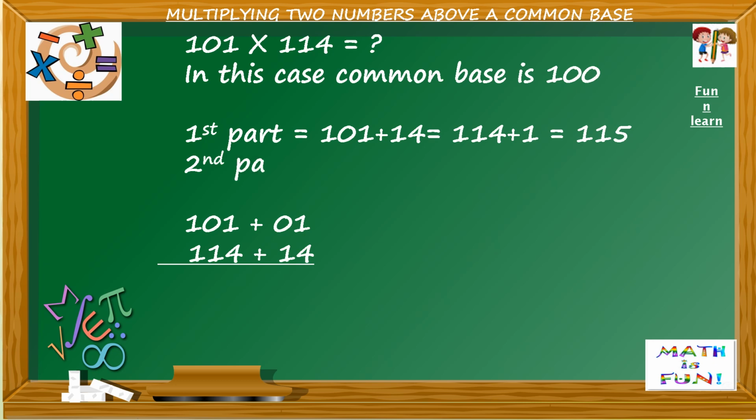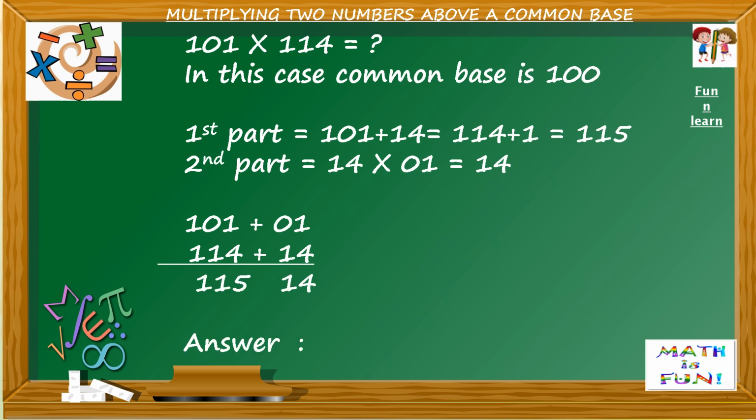And second part will be multiplication of the surpluses. Answer for 101 into 114 will be equal to 11514.